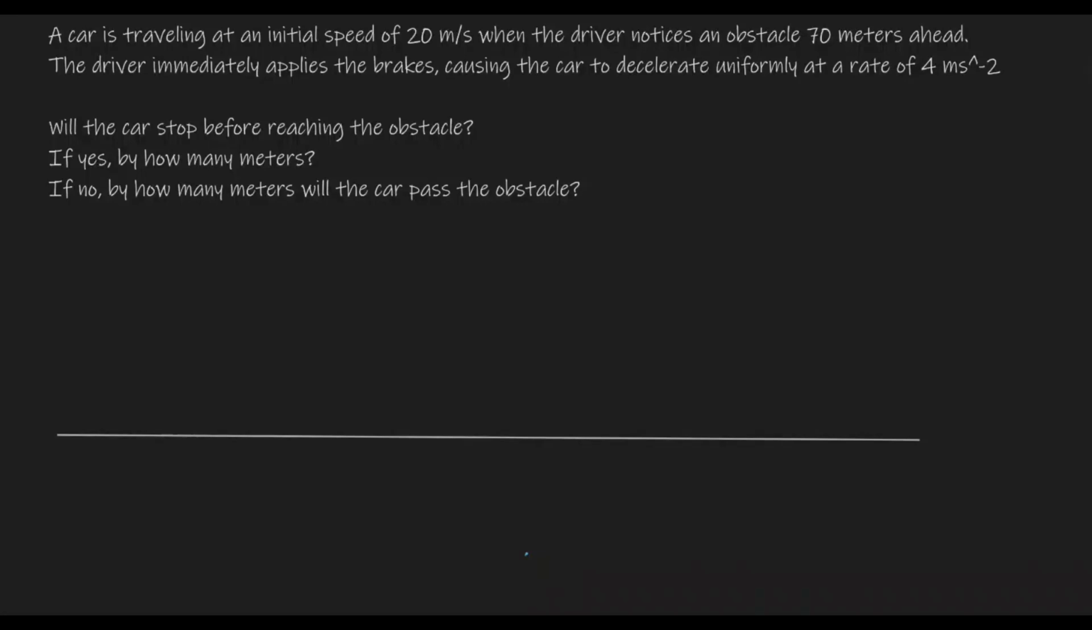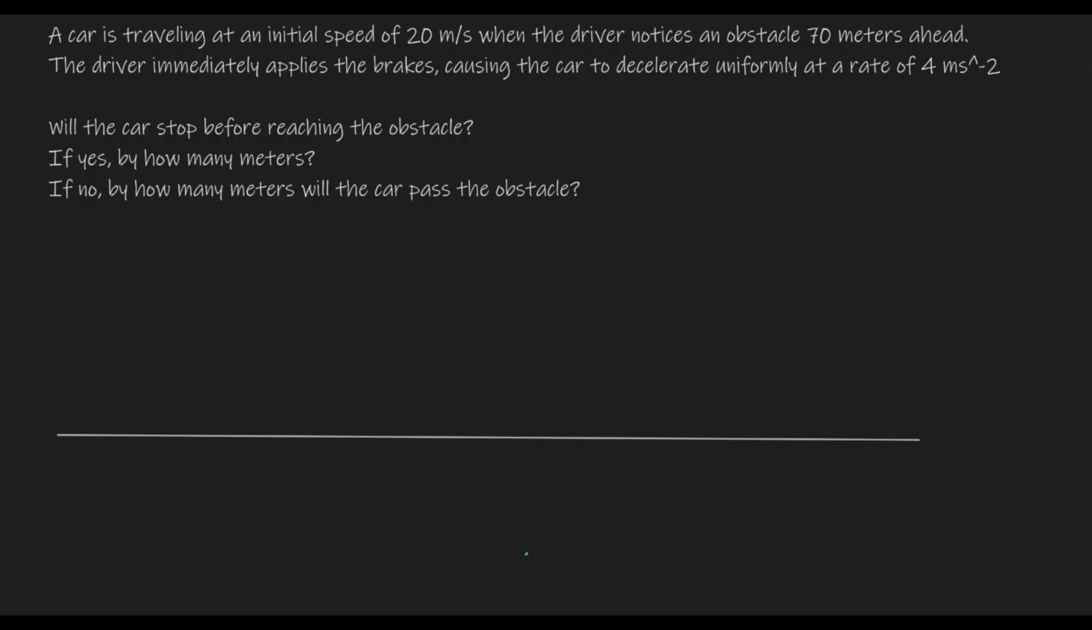A car is traveling at an initial speed of 20 meters per second when the driver notices an obstacle 70 meters ahead. The driver immediately applies the brakes, causing the car to decelerate uniformly at a rate of 4 meters per second squared. Will the car stop before reaching the obstacle? If yes, by how many meters? If no, by how many meters will the car pass the obstacle?